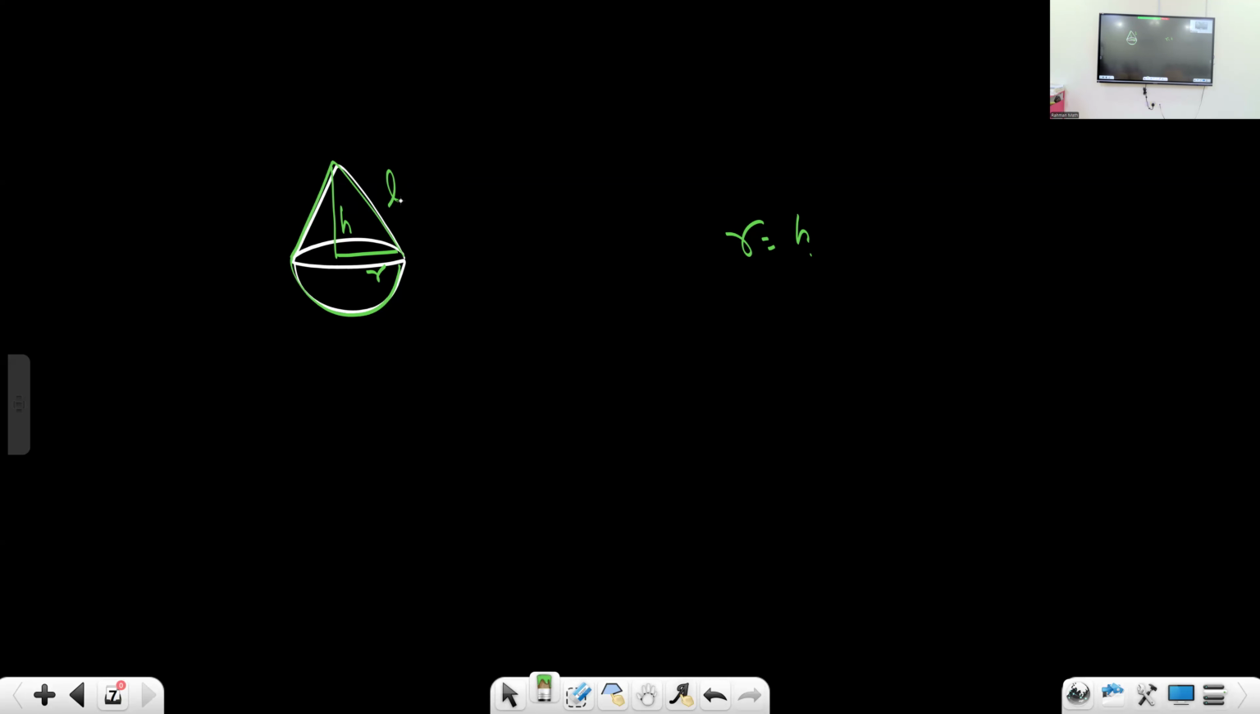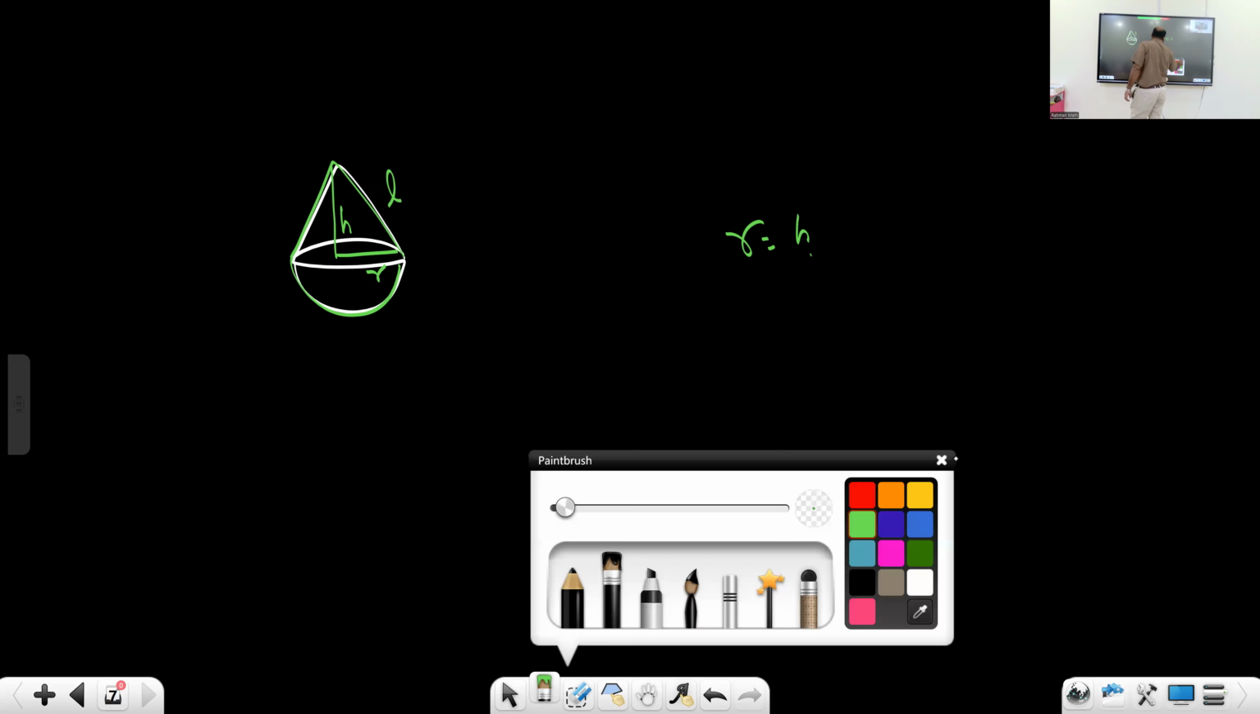Here, surface area means surface area of the two parts: the bottom and the top. Inside part you need not take. Right? Given that CSA of cone equals CSA of hemisphere.